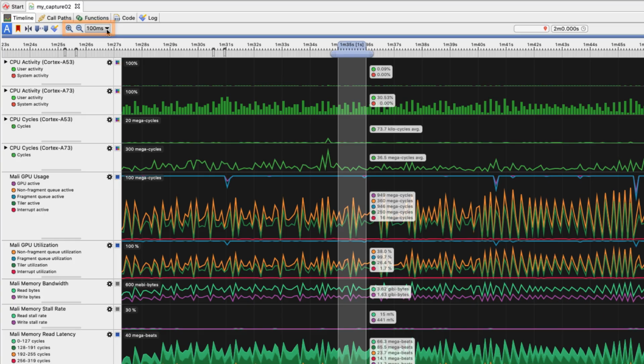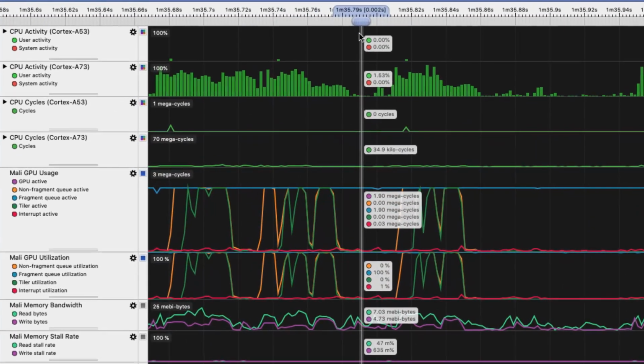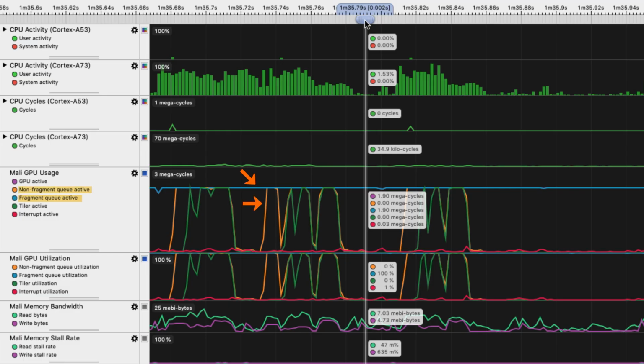Let's look a little closer. Fragment and non-fragment workloads should always overlap. If you see areas where one queue goes idle while the other is active, you could have a serialization problem. This can happen where there are data dependencies.